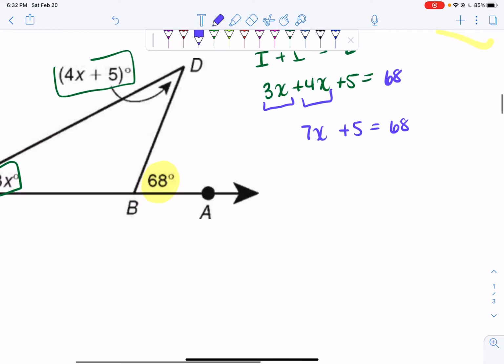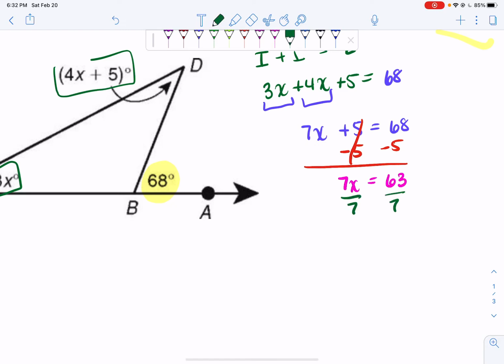Now I have to ask myself, I did my combining of like terms. Are all my variables on one side of my equation? Yes, they are. Are all my numbers on the other side? No, they aren't. So how do I get rid of that plus 5? I'm going to take away a 5 from both sides of my equation. When I do, I get 7x equals 63. So how do I get rid of that multiplied by 7? I'm going to divide both sides of my equation by 7, getting me x is equal to 9.